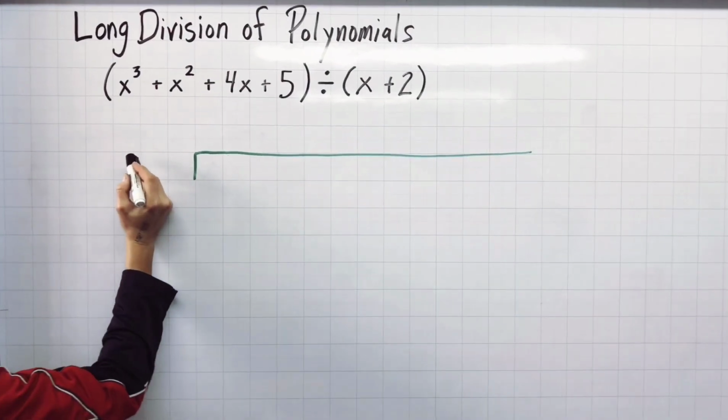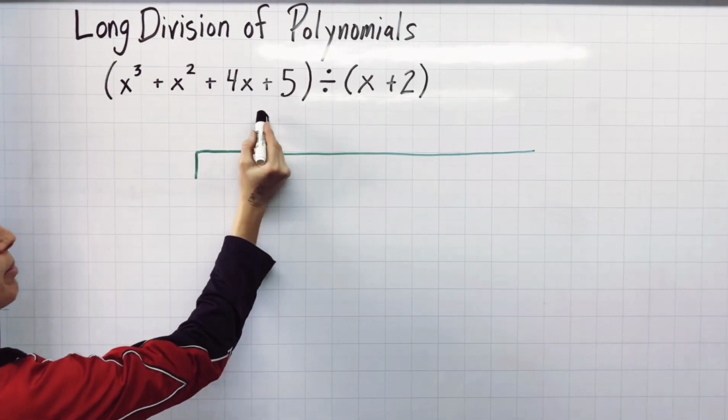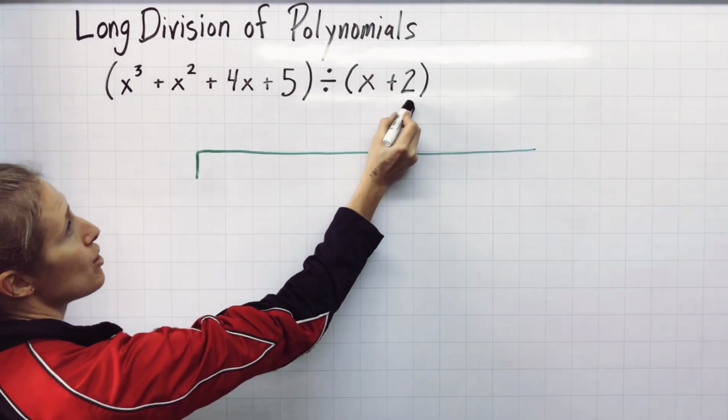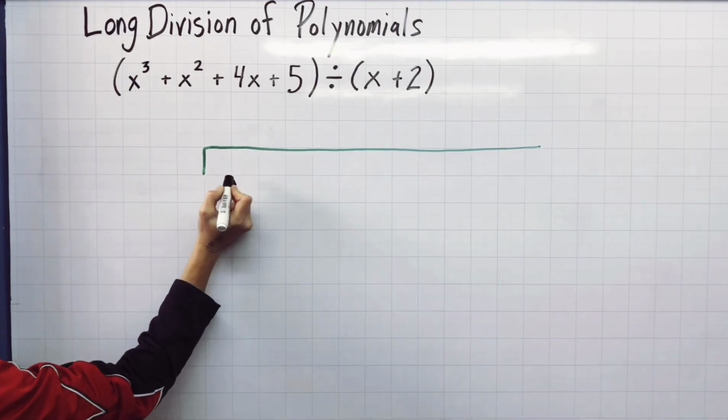The next example is more complex. Here we have a longer polynomial divided by a binomial. So let's set it up.